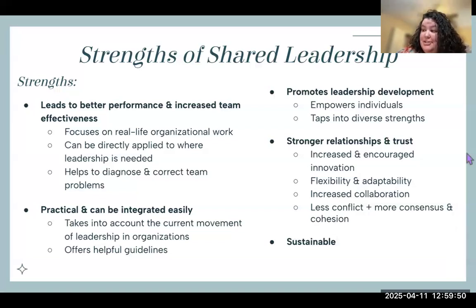Shared leadership also naturally encourages a lot of collaboration, which is another benefit and can lead to less conflict and more consensus amongst the team, building better cohesion, building a better work culture or organizational culture, and allowing and creating stronger relationships and building company trust.